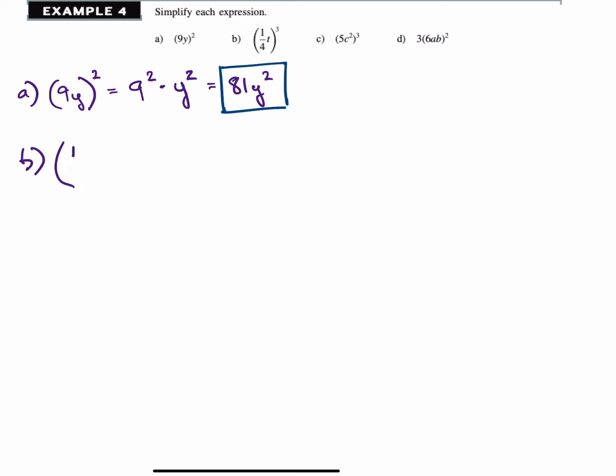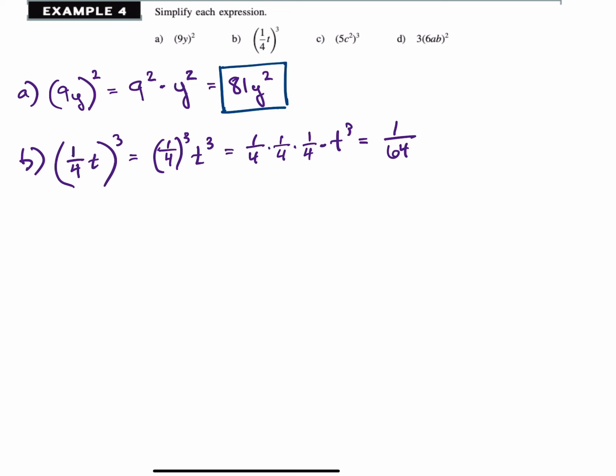Part B, we have a fraction here, but the same rules will apply. We have 1/4 times t to the third power. So things are multiplied in the parentheses, so this can be written as 1/4 cubed times t cubed. So that means this is 1/4 times 1/4 times 1/4 times t cubed. So all those 4's will multiply. We haven't seen the rule yet, but this is like 1 cubed over 4 cubed. So 1 over 64 t cubed.